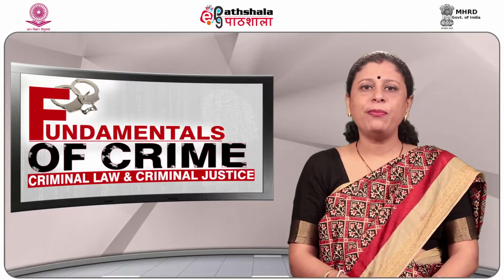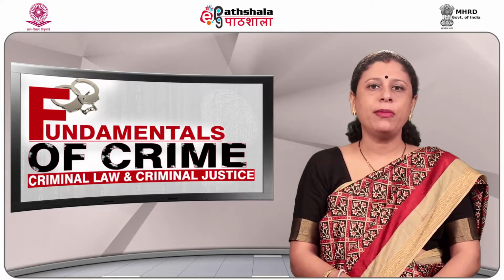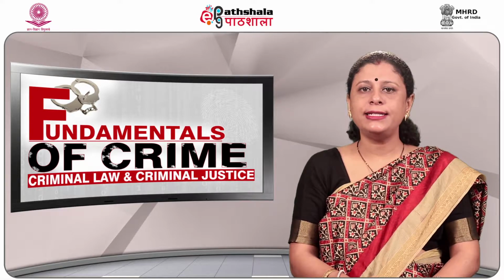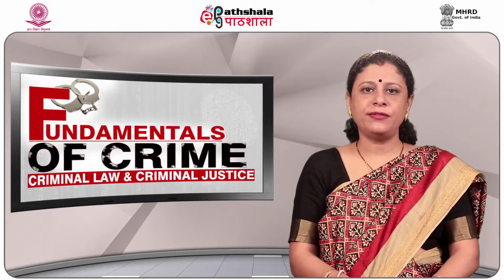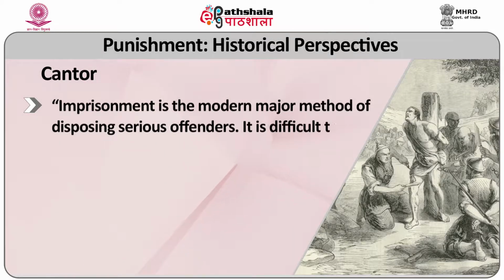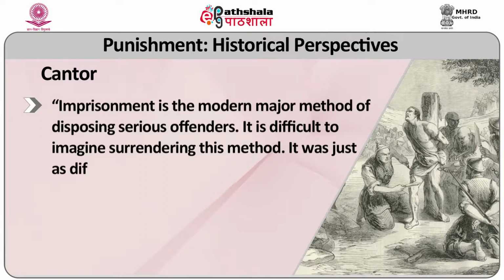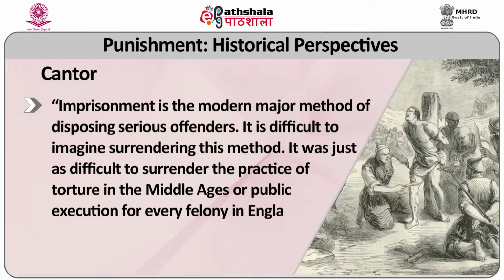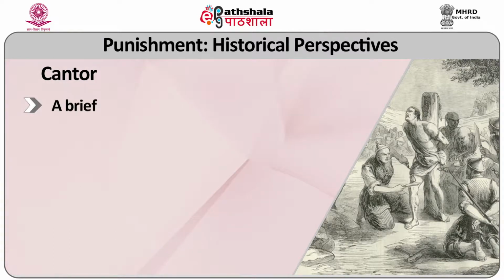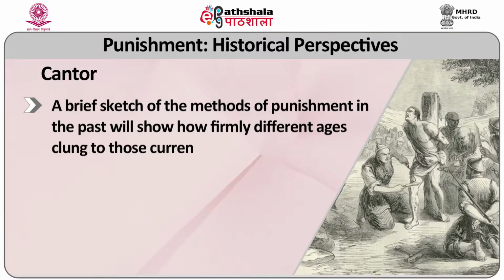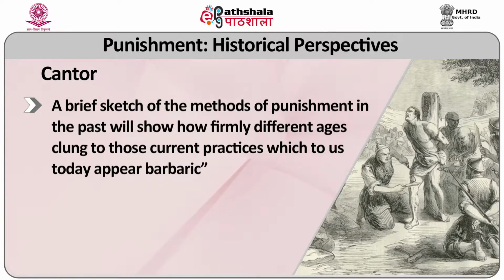Although prisons in the shape of dungeons had existed from time immemorial in all the old civilizations of the world, it was only in the middle of the 19th century that imprisonment became the main form of punishment. Cantor observed, imprisonment is the modern major method of disposing of serious offenders. It is difficult to imagine surrendering this method. It was just as difficult to surrender the practice of torture in the Middle Ages or public execution for every felony in England. A brief sketch of the methods of punishment in the past will show how firmly different ages clung to those current practices which to us today appear barbaric.